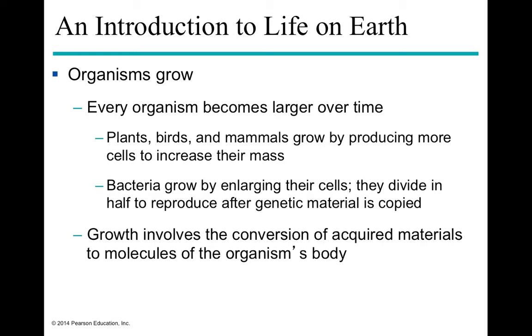Meiosis is basically the creation of haploid cells, or sperm and egg, that are going to then fuse together to create a genetically unique offspring. And that's a very specialized type of cell division.